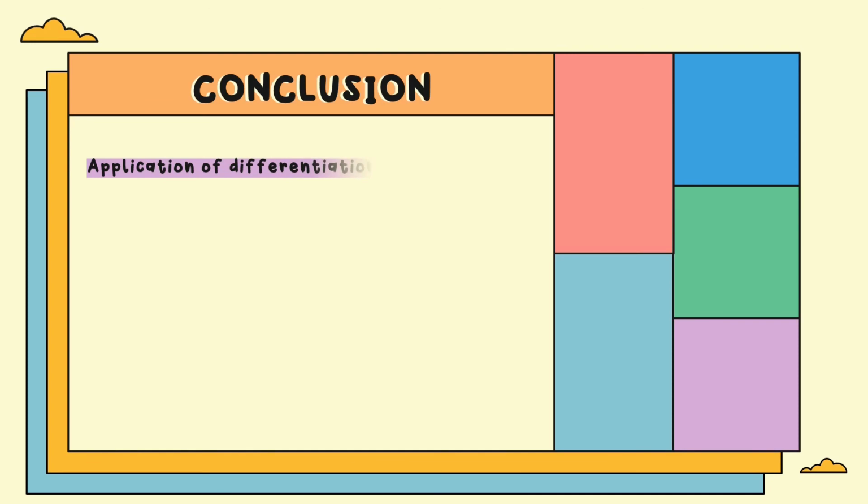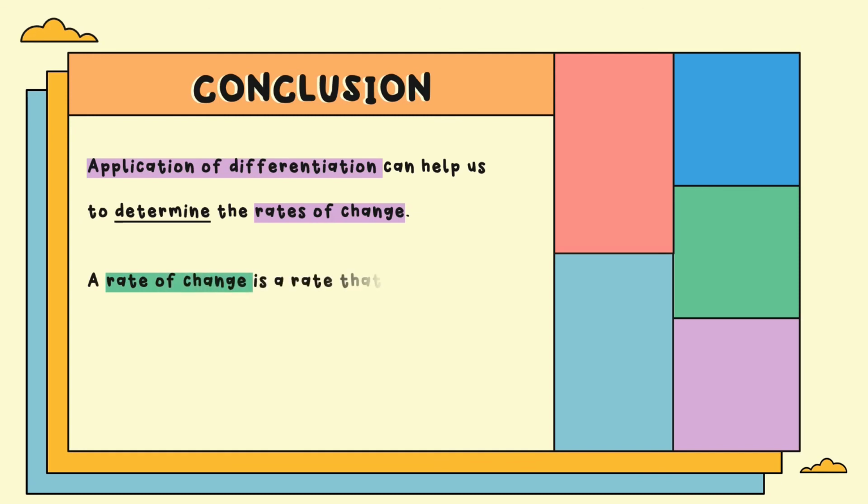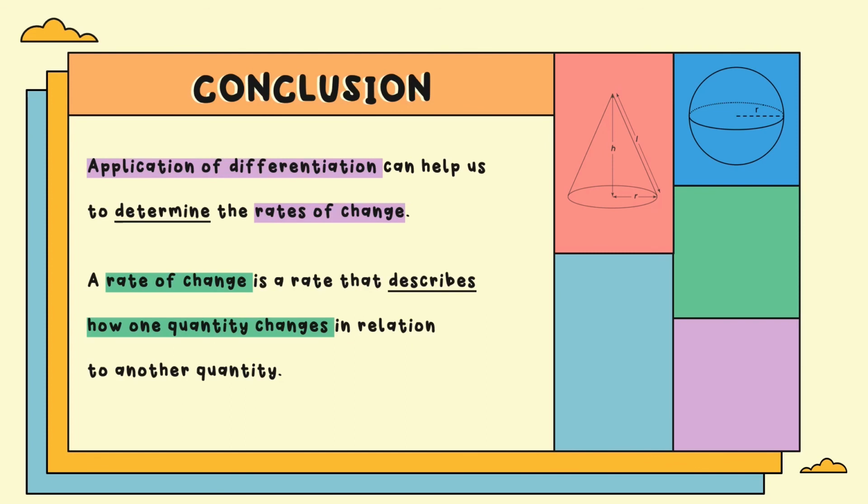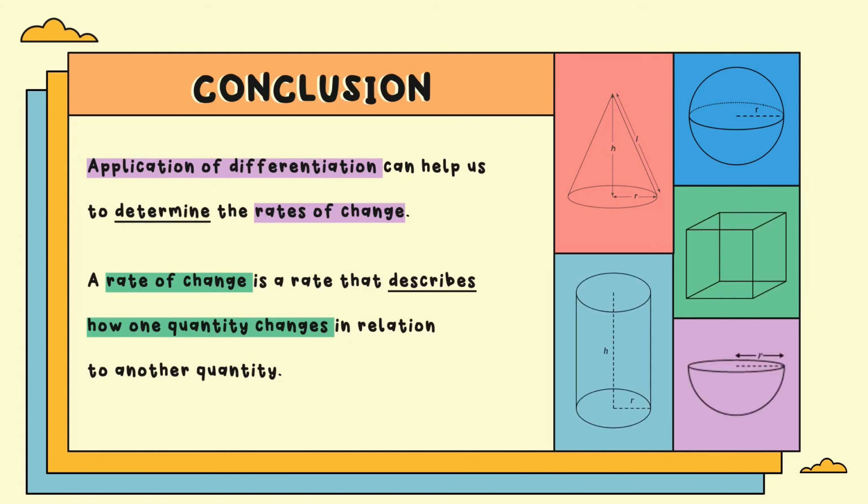Application of differentiation can help us to determine the rates of change. A rate of change is a rate that describes how one quantity changes in relation to another quantity. We can connect real-life situations with basic solid figures such as cone, sphere, cube, cylinder, and hemisphere to find rates of change.